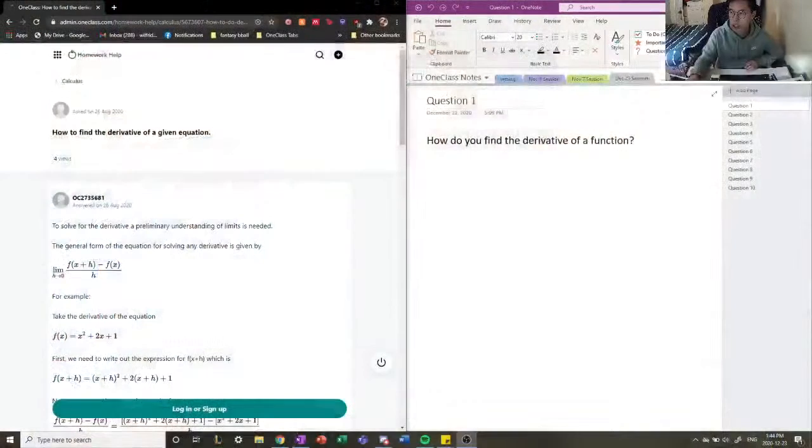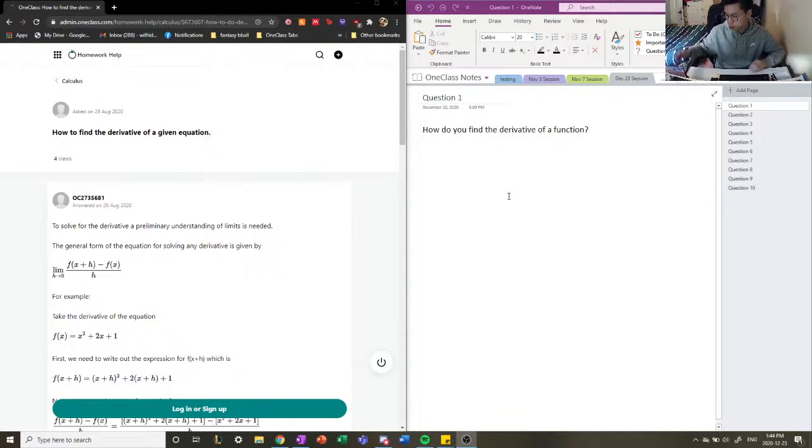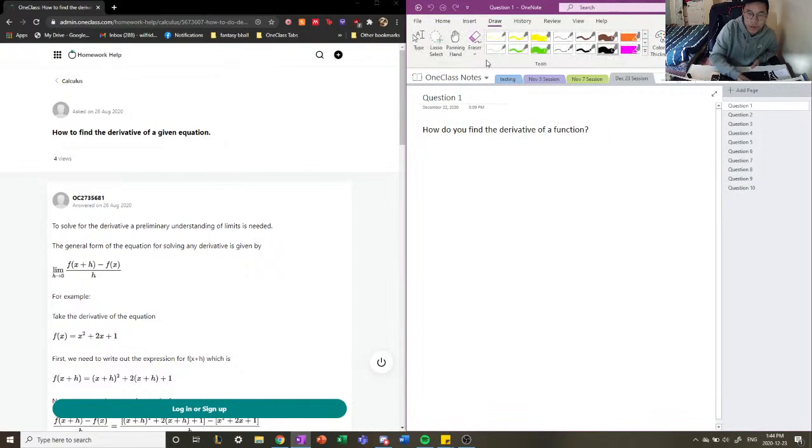Okay. So the first question reads, how do you find the derivative of a given equation? So how do you find a derivative of a function? First of all, we need to define what a derivative is. There are multiple ways to define a derivative, but I like to define the derivative as such.